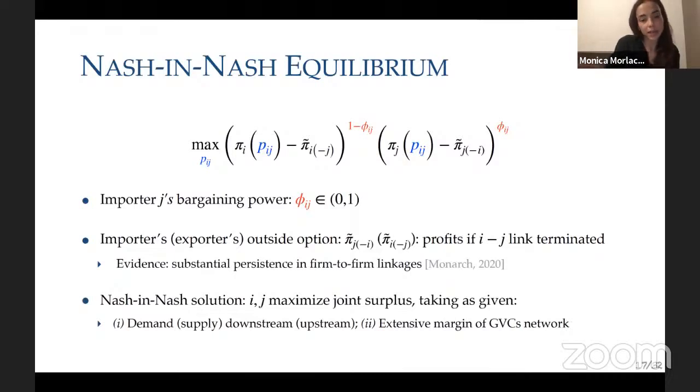As I was saying, they reach a Nash equilibrium. The solution is a Nash bargaining solution, taking as given the demand downstream, the supply upstream, and the extensive margin of the network.